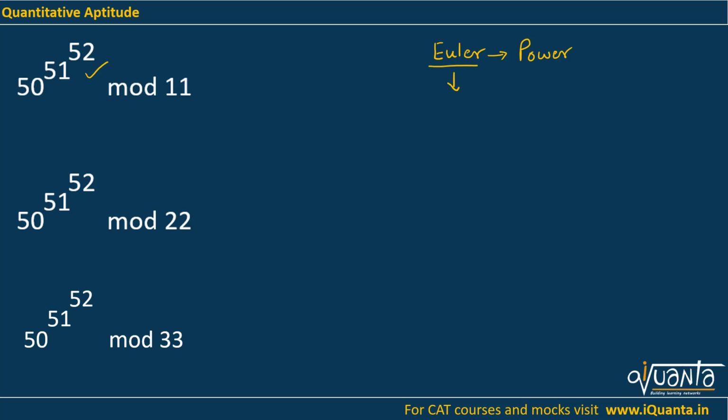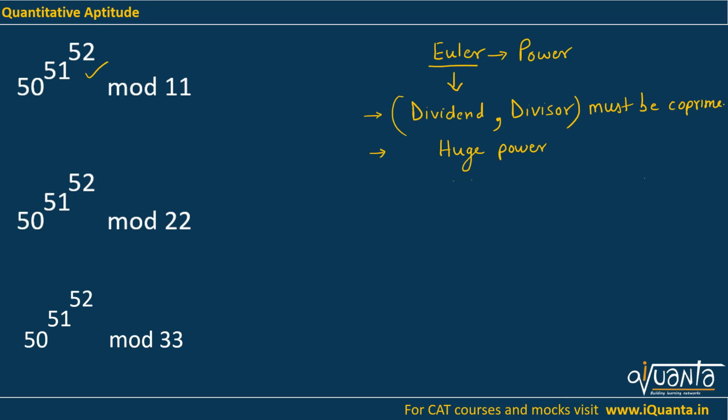Now the conditions for Euler are: the first condition is the dividend and the divisor must be co-prime. I hope you know what is co-prime. Whenever two numbers have HCF equal to 1, then they will be called co-prime, otherwise they are not co-prime. So dividend and divisor must be co-prime. And another condition for Euler should be huge powers, so that we can reduce that power using Euler theorem. So these are the two main conditions. It's not necessary that the divisor should be prime or the dividend should be prime. We should simply have a huge power and dividend and divisor must be co-prime.